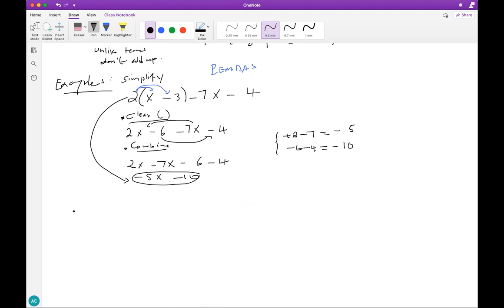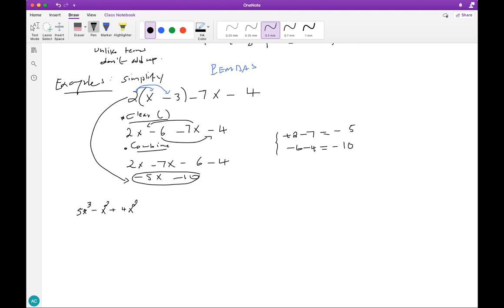This time, say 5x to the third minus x to the second plus 4x. Okay, we want to simplify this, so what do you think we combine? First, you start with this one. You have x to the power 3.